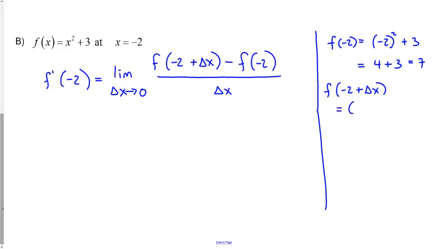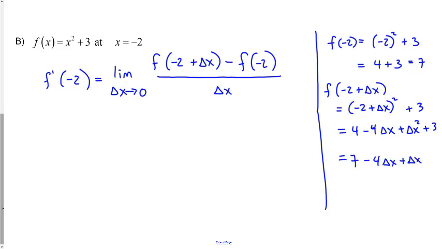f of negative 2 plus delta x is going to be x squared, so negative 2 plus delta x squared plus 3. When I FOIL this out, you can use the foiling process, or you can use the faster formula. You're going to get the square of the first plus 2 times the first, which will make that negative, times the second. So 2 times negative 2 is negative 4, times delta x is negative 4 delta x, plus delta x squared, so the square of the second, plus 3. So that becomes 7 minus 4 delta x plus delta x squared.